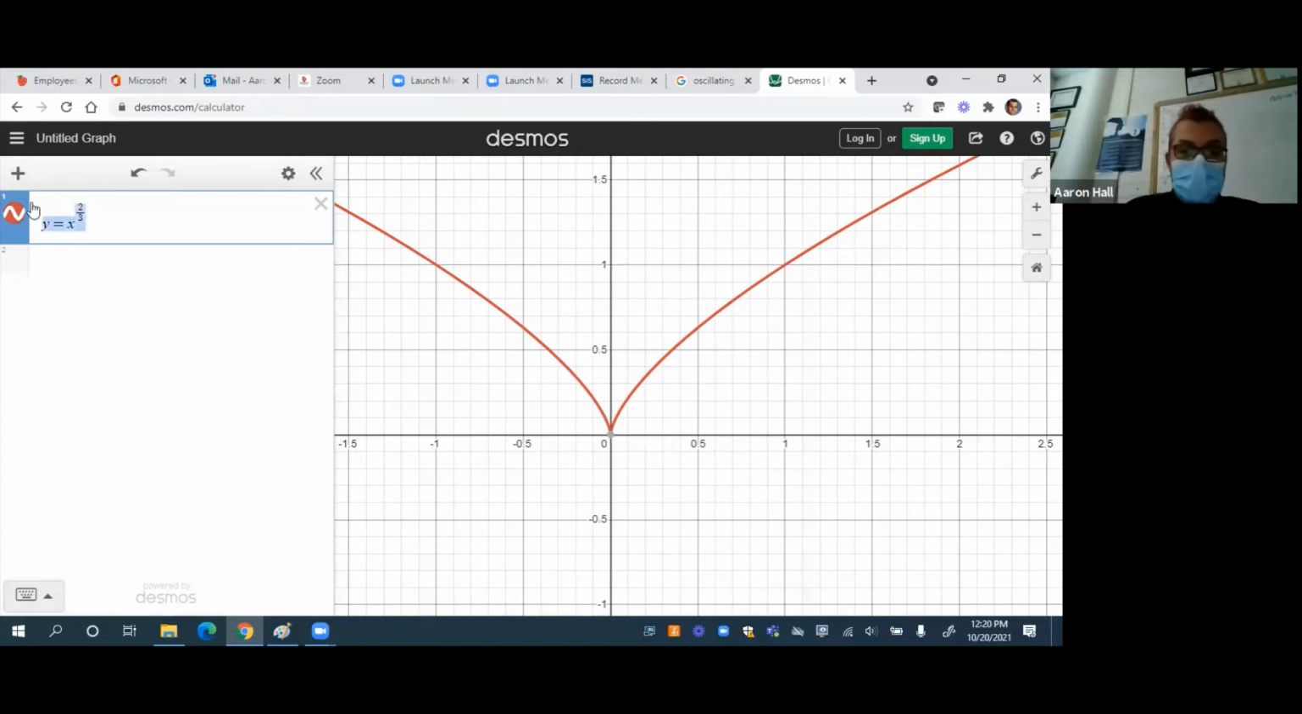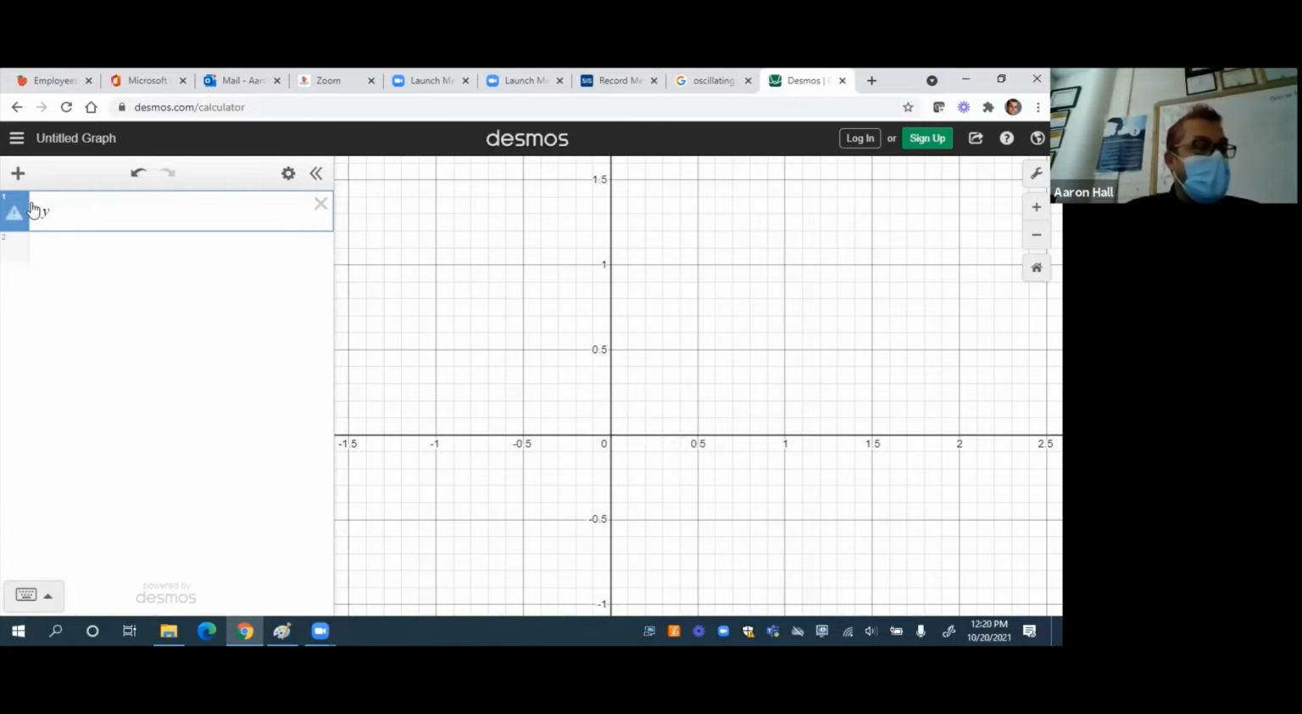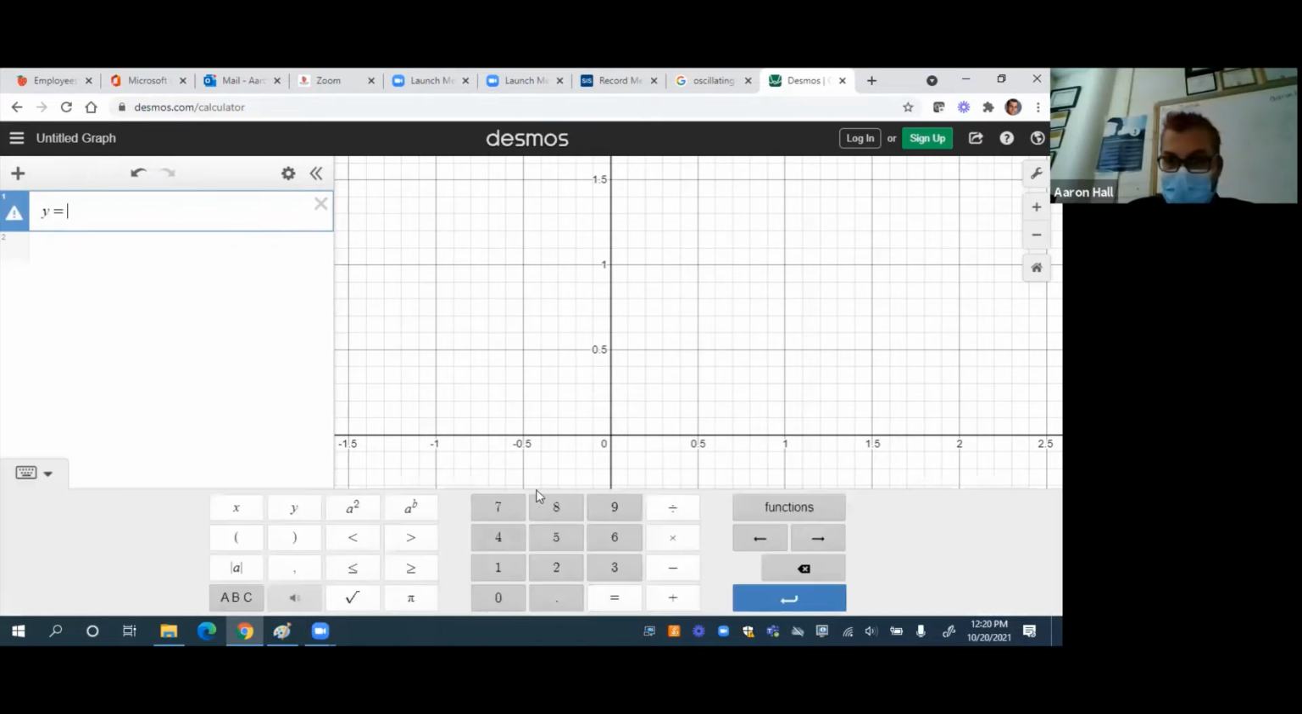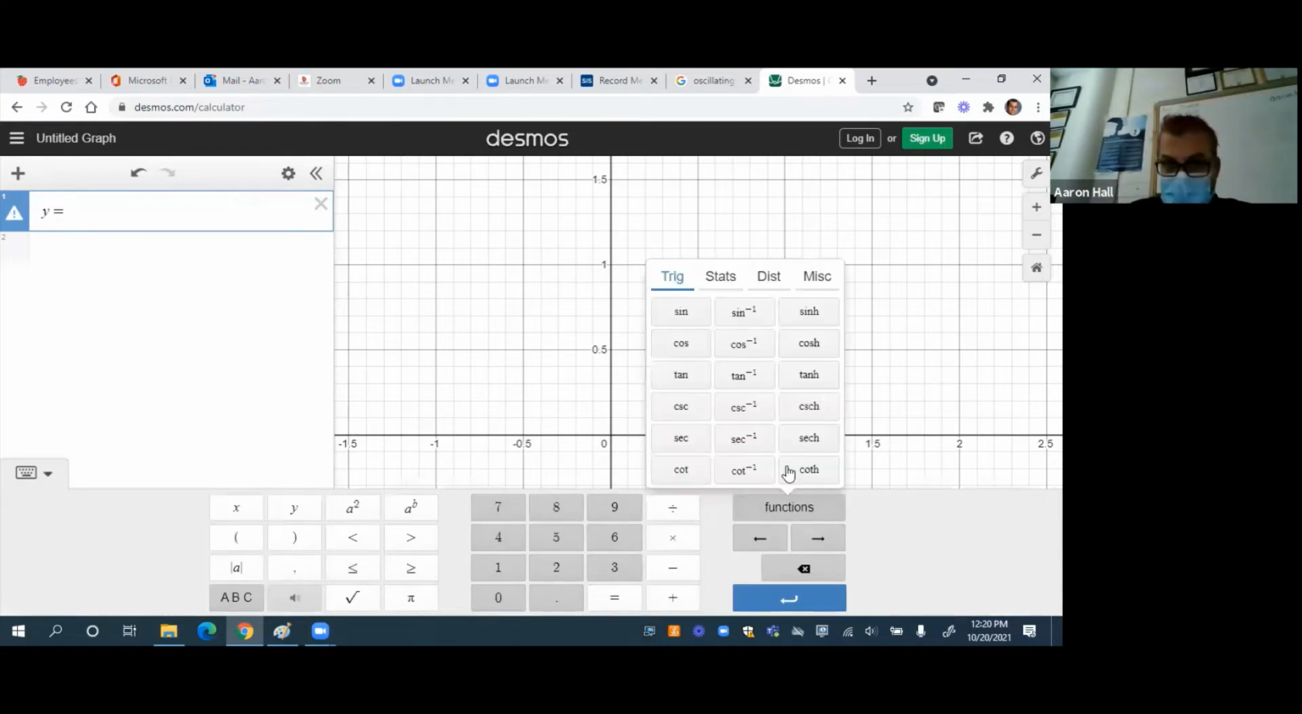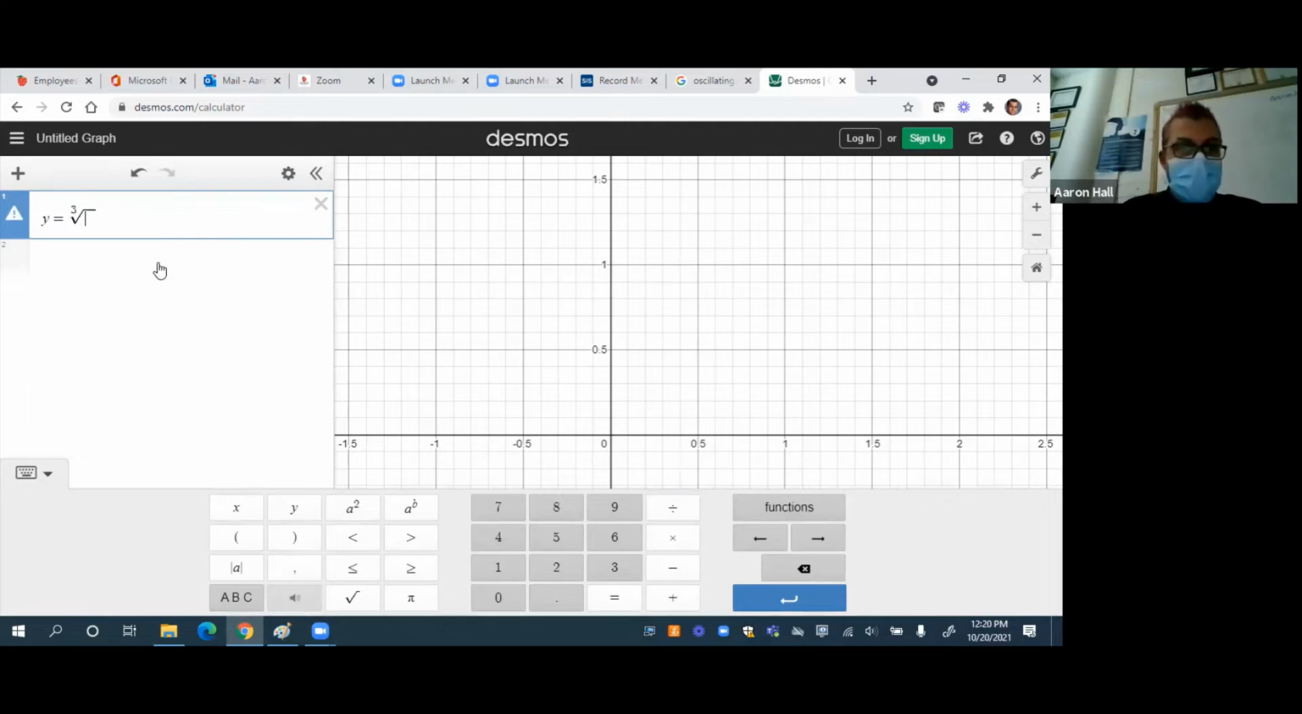A vertical tangent, let's do a vertical tangent. I think one of the examples I used last time was y equals the cubed root. Actually, this one works, y equals the cubed root of x. I think I have to go here for cubed root. I don't have the hotkey for this. The cubed root of x.